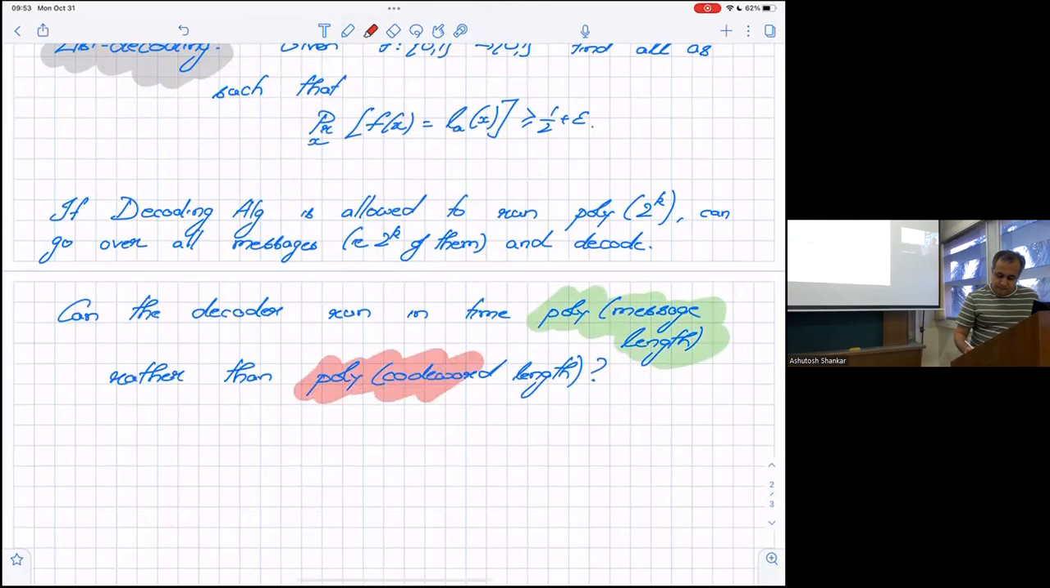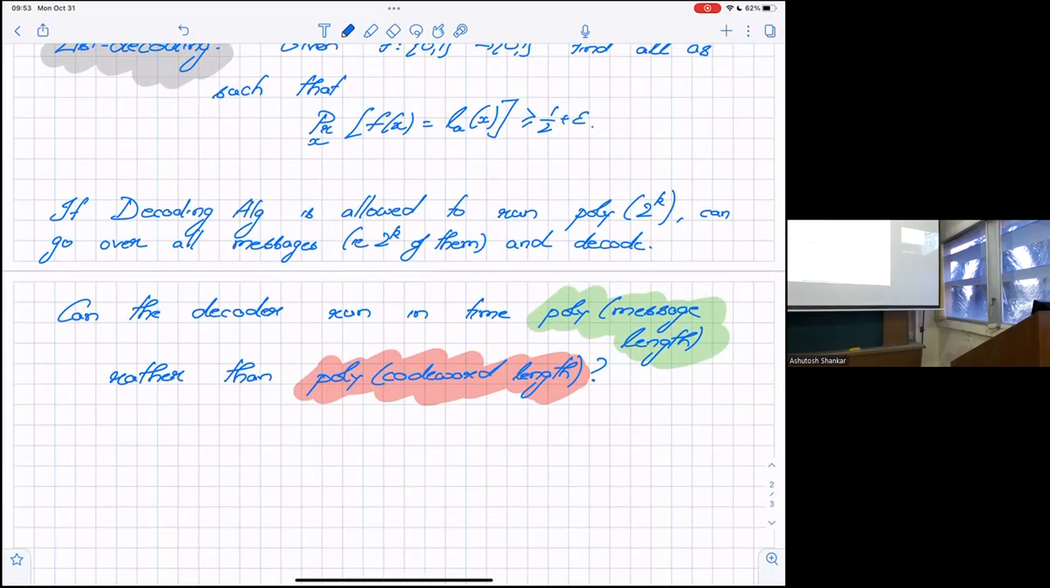And usually these don't make a difference, because if the rate is constant, one is just a constant times the other one. Even if the rate is inverse polynomial, it doesn't make a difference. But this is a really bad code with respect to rate. So these are two completely different settings of parameters. One is k, the other is 2 power k.